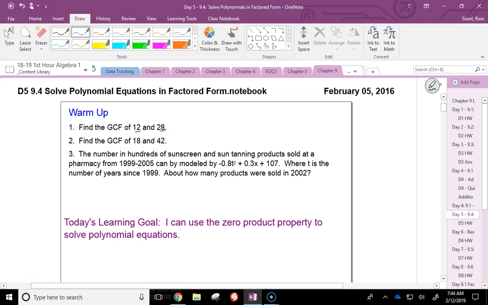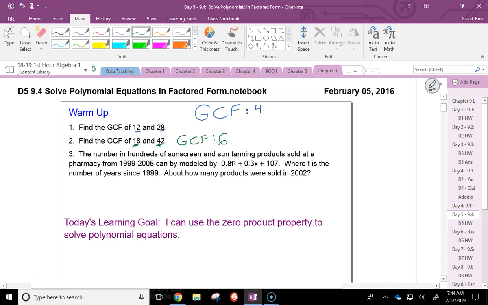4. Good. We're probably at a point that we don't have to remember. One way you could do it is list all the factors out, find the common factors, and then the biggest one, but we know the greatest common factor is 4. So how about between 18 and 42? 6. 6 is correct.